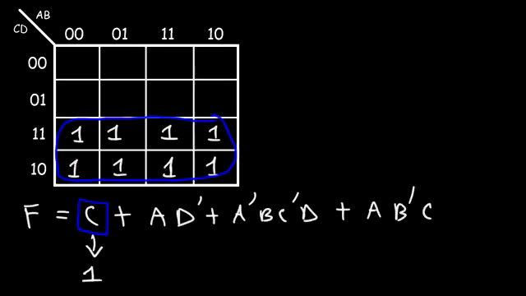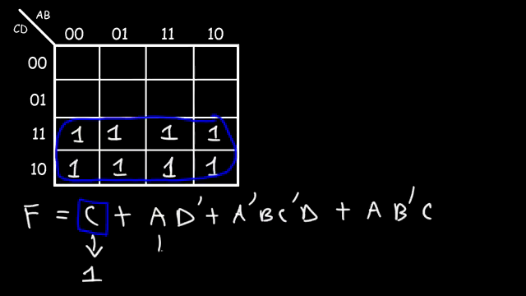Notice that when we have just a term with 1 variable, we're going to get 8 ones. For a term with 2 variables, we're going to get 4 ones. For a term with 3 variables, we're going to get 2 ones. And for a term with 4 variables, we're only going to get 1 one.